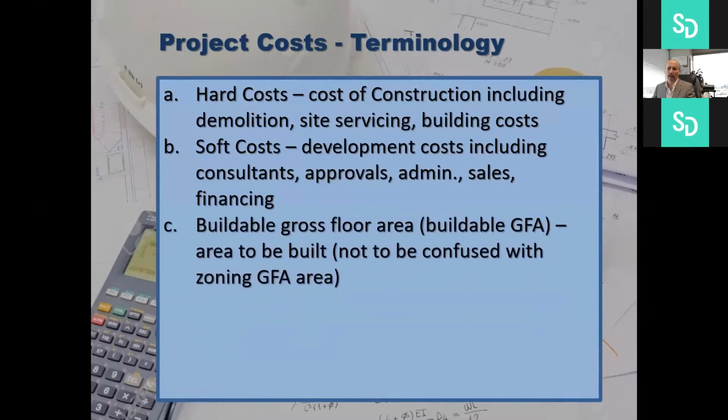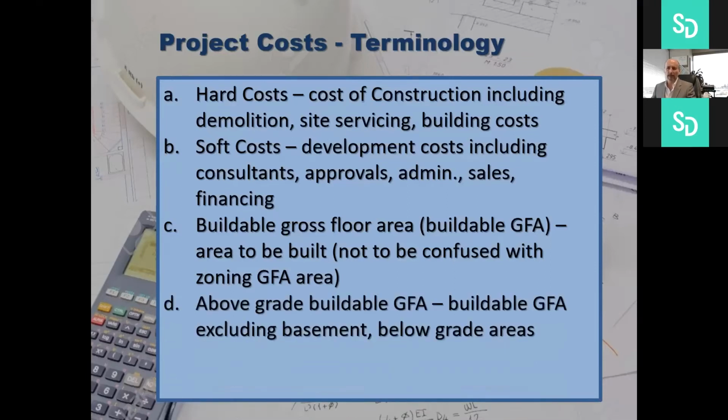Buildable gross floor area. I thought it'd be very important to define this because it's often confused with zoning GFA. Buildable GFA is actually what you build. Zoning GFA, which Nama mentioned in the intro, is used by a lot of planners and architects. That can exclude a lot of areas. So we focus on the buildable gross floor area as quantity surveyors. When I speak about GFA, I'm talking about the buildable.